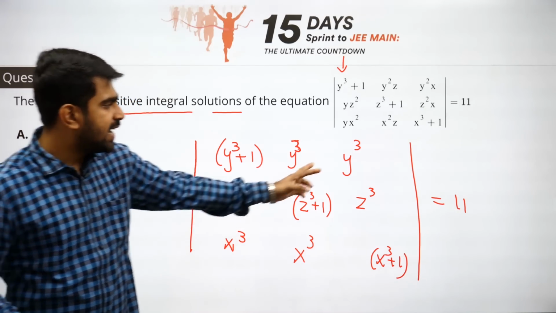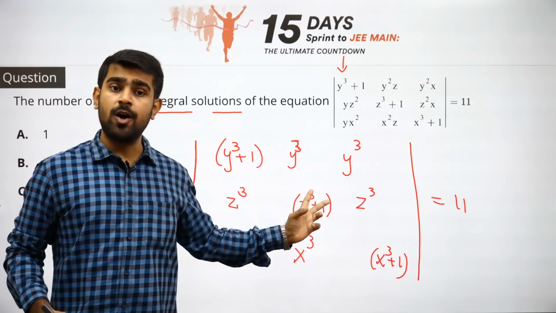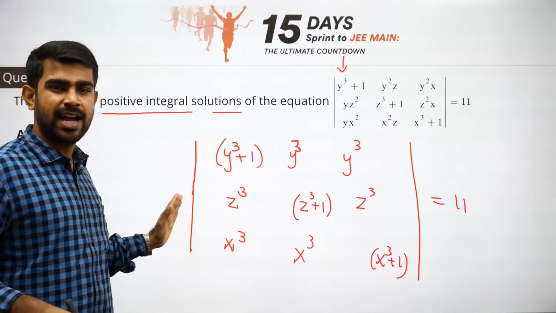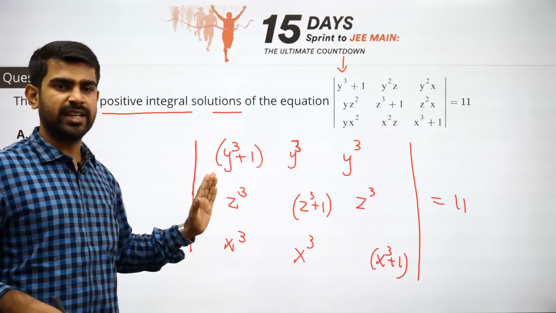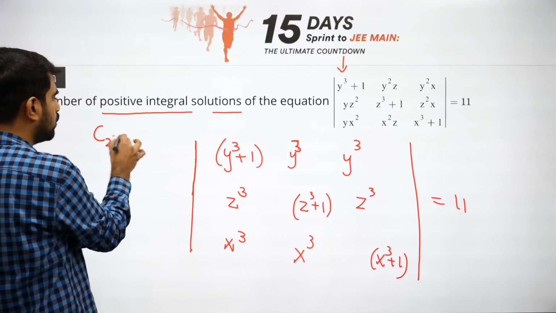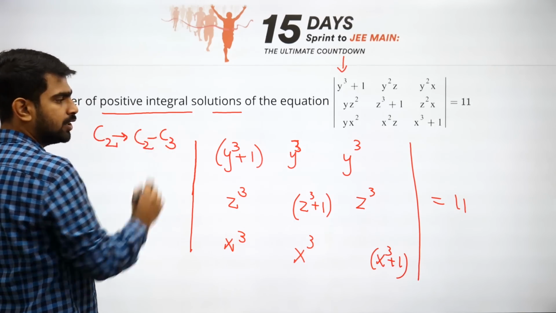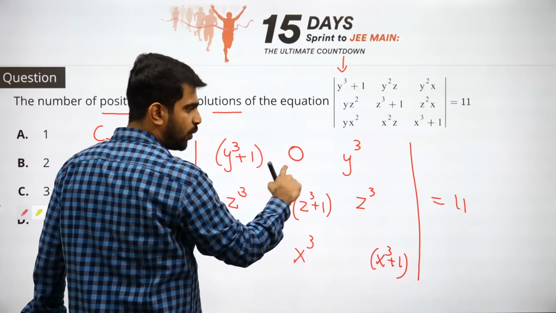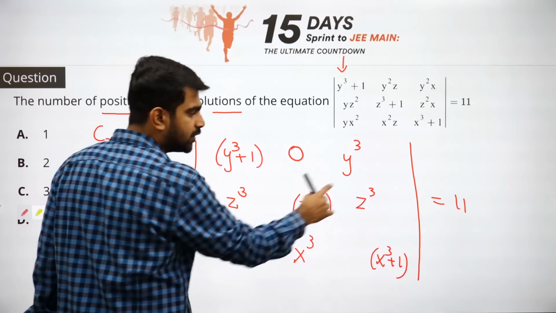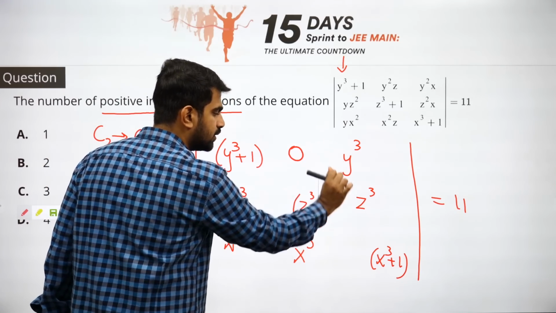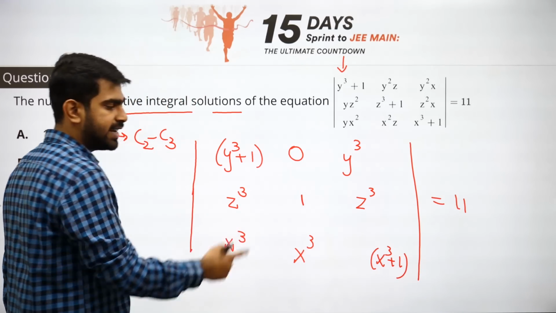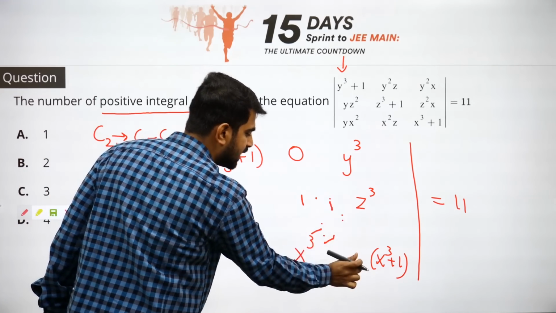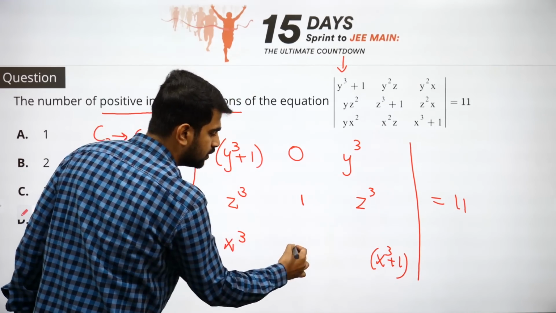So as you can see, I have y cube in column 2 and column 3. So first thing I might do is subtract column 2 and 3. So let it be C2 minus C3. If C2 is C2 minus C3, what happens? I can bring 0 here because y cube minus y cube is 0. And z cube plus 1 minus z cube is going to be 1. And x cube minus x cube plus 1 is going to be minus 1.